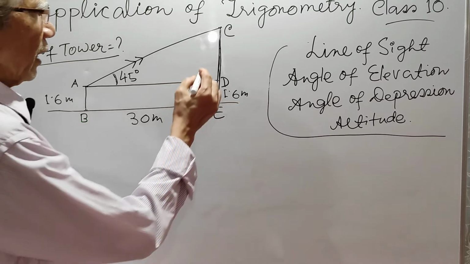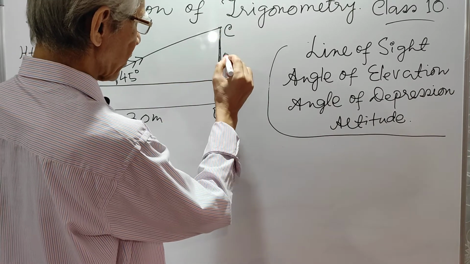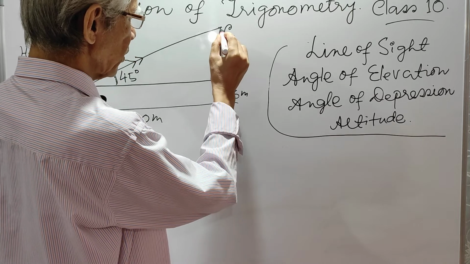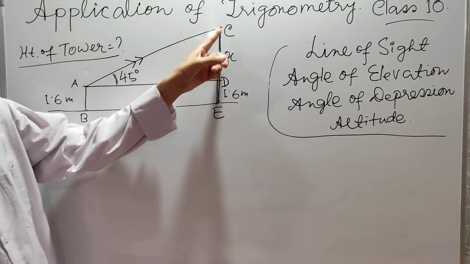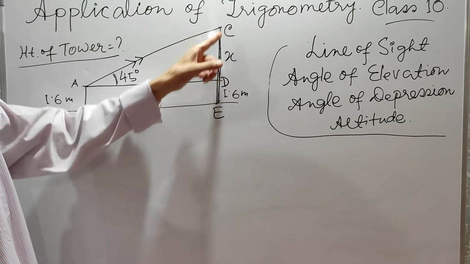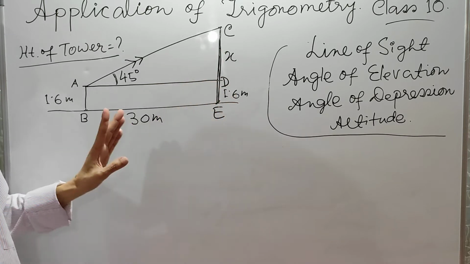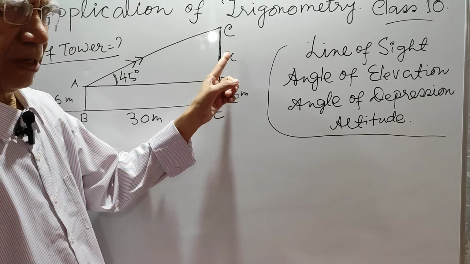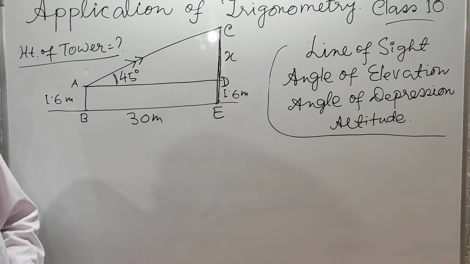All right. Now CD. Let us say this is X. CD is X. So which is X? This part CD. Now we have to find the height of the tower. That means X plus 1.6. So what is the height of the tower? CE. This part is X. So X plus 1.6. Now our problem is to find X. After finding X, you simply add it to 1.6. So you will get the answer, isn't it?